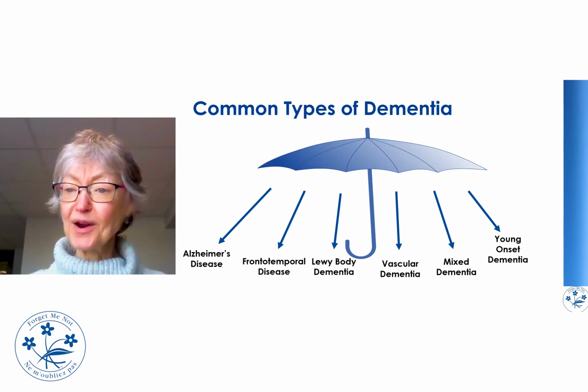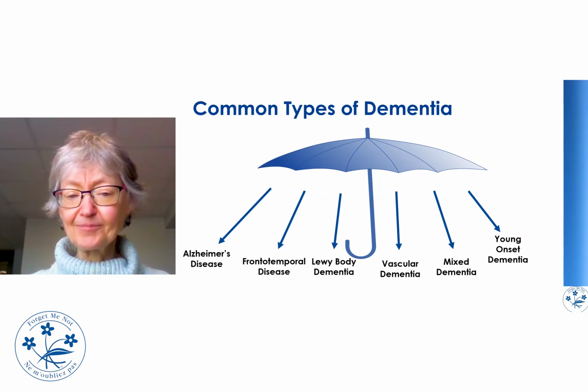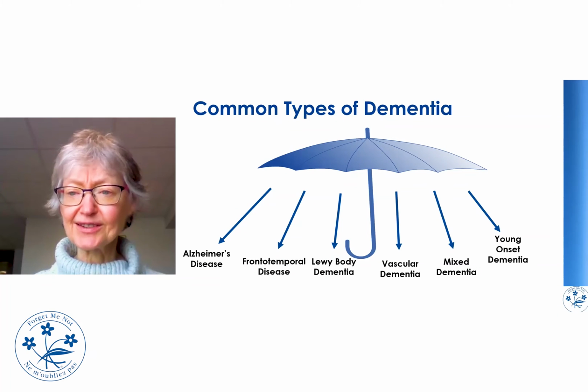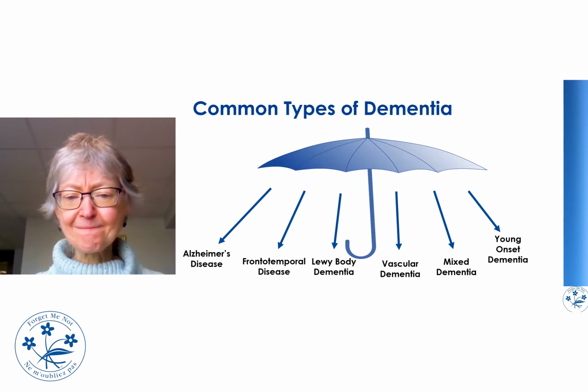There are great fluctuations in somebody's abilities cognitively that can change. And there are changes physically. People will have Parkinsonian symptoms, so there will be rigidity and stiffness and slowness of movement.